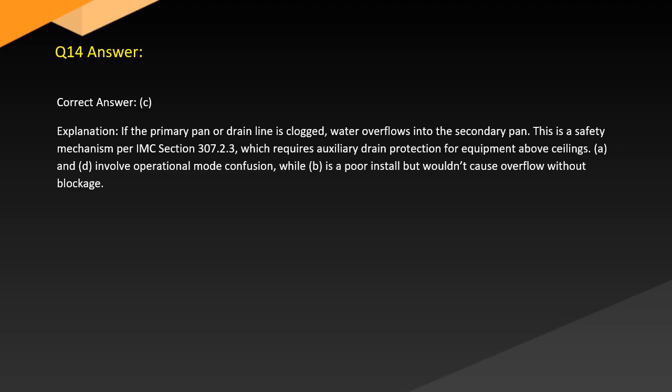Answer. Correct answer: C. Explanation. If the primary pan or drain line is clogged, water overflows into the secondary pan. This is a safety mechanism per IMC Section 307.2.3, which requires auxiliary drain protection for equipment above ceilings. A and D involve operational mode confusion, while B is a poor install but wouldn't cause overflow without blockage.